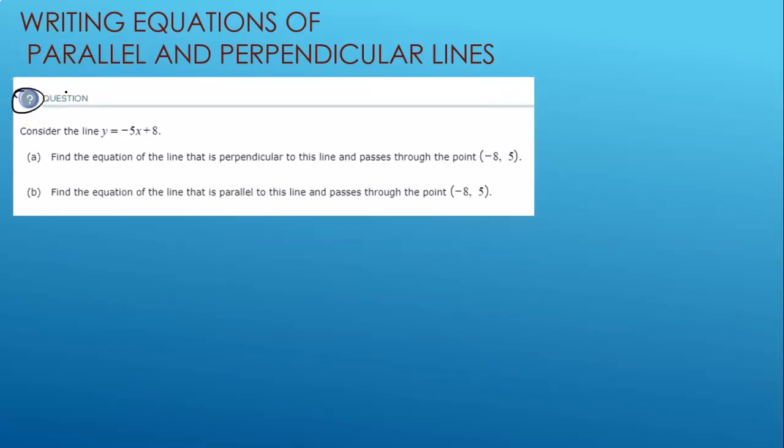You pause the video and try this one on your own. Notice that the slope of this is -5. You have a point and you have a slope. Go ahead and try this one on your own.